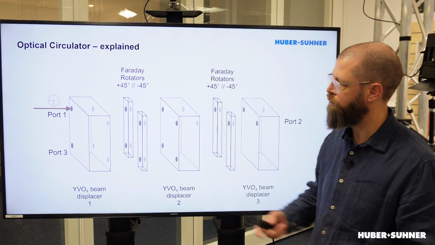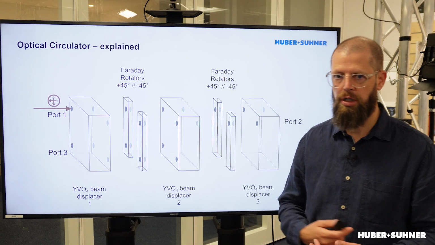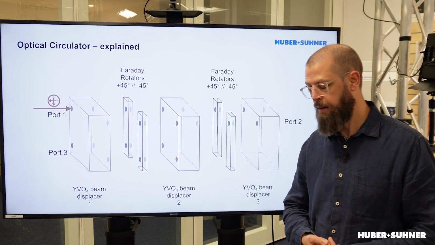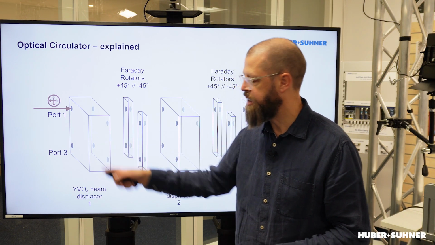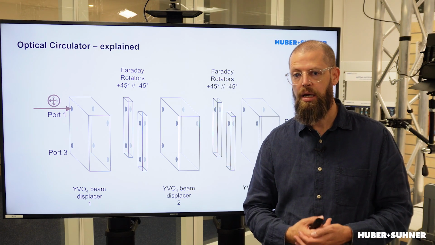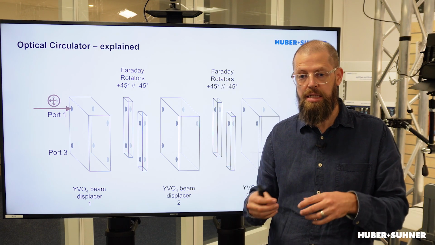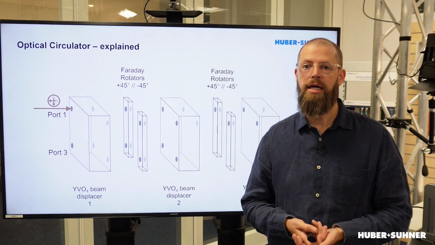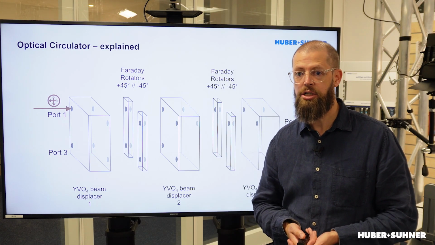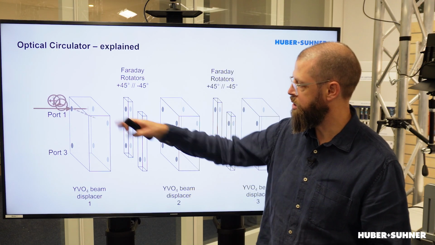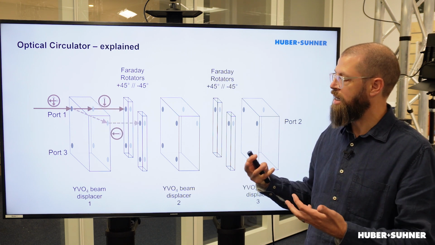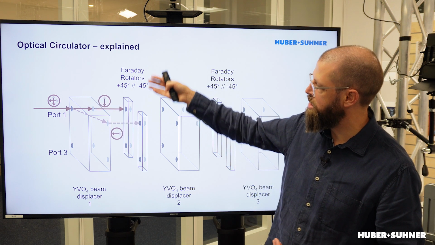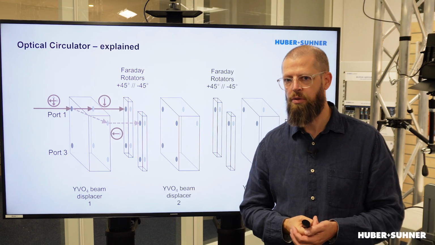So let's start off with the signal coming in to port number 1. And the first thing that will happen is it will pass through a so-called beam displacer. What a beam displacer basically does is separate that signal into its different polarization states, and it will do it horizontally. So the next stage is then to pass through so-called Faraday rotators.